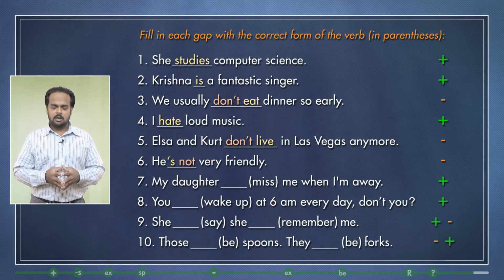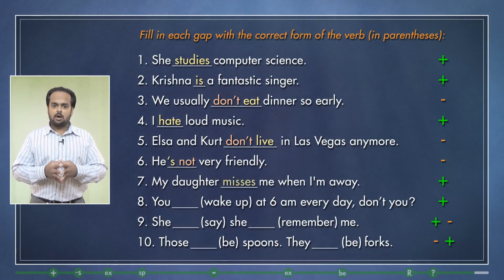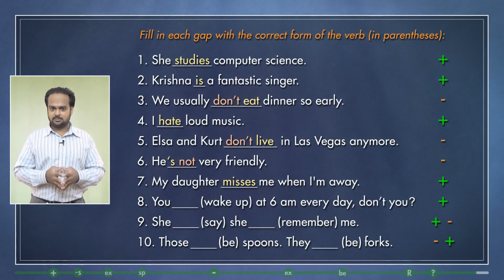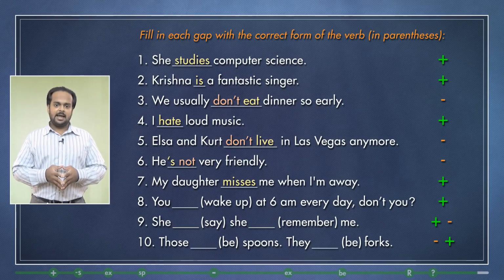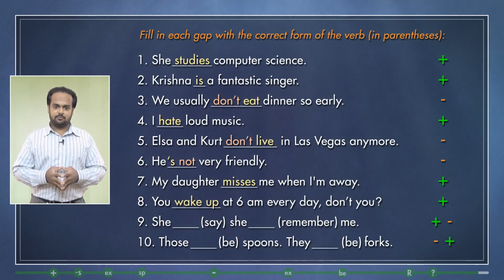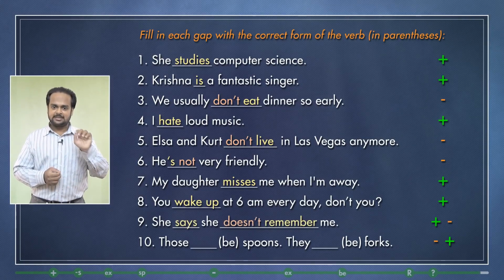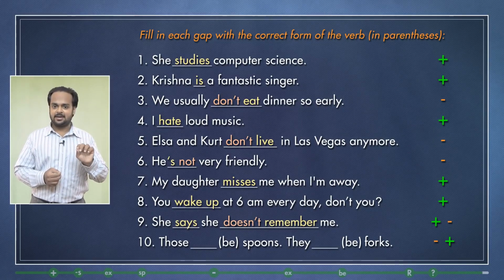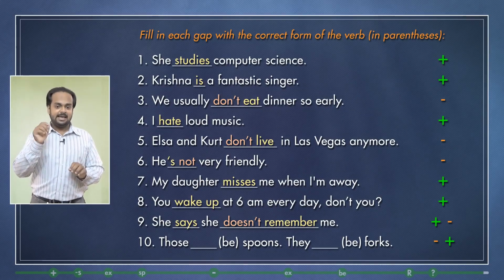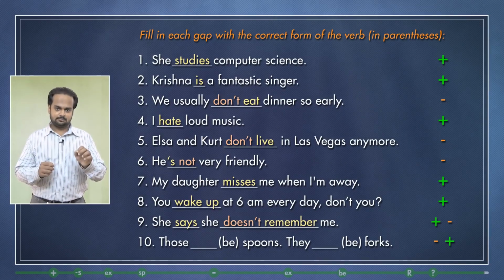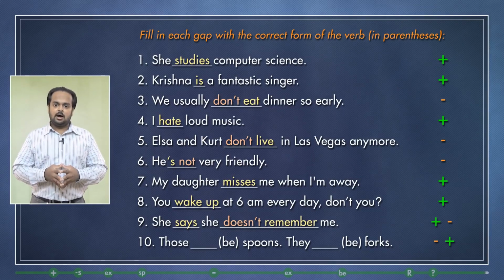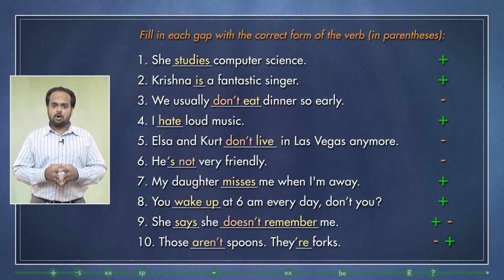Both are okay. Number 7 should be my daughter misses me when I'm away. Misses is spelled with ES, remember. Number 8, you wake up at 6 a.m. every day, don't you? In number 9, there are 2 gaps. She says she doesn't remember me. It's a common mistake to say she say. Don't make that mistake. It's he says, she says. And finally, in number 10, again, 2 gaps. Those aren't spoons, they're forks.